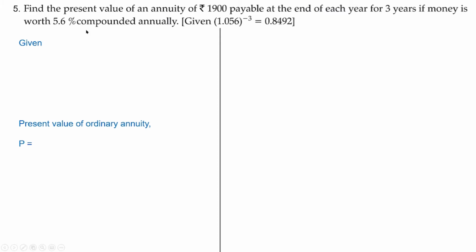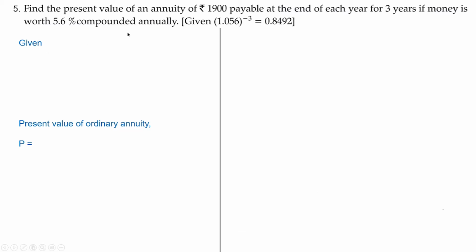Moving on to the next question. Find the present value of annuity of rupees 1,900 payable at the end of each year for 3 years if money is worth 5% compounded annually. Given 1.056 the whole raised to minus 3 equal to 0.8492. So this is finding the present value of ordinary annuity. If we see EMI, the loan amount P, it is nothing but the present value of annuity of R. So like that we can use the same formula to find the present value of ordinary annuity.